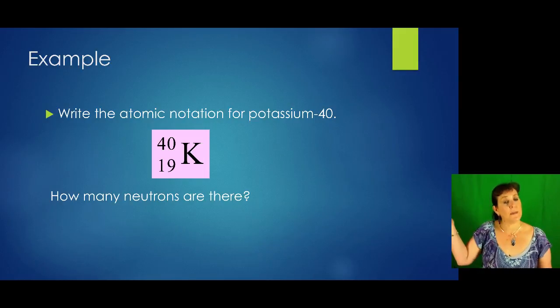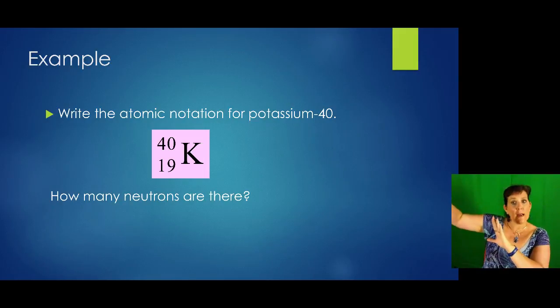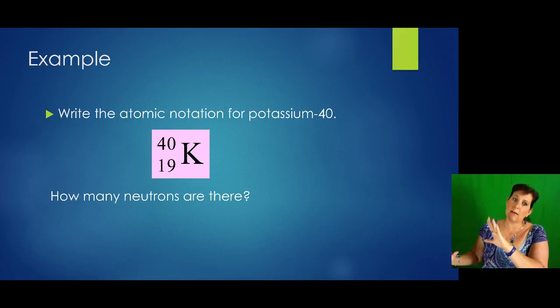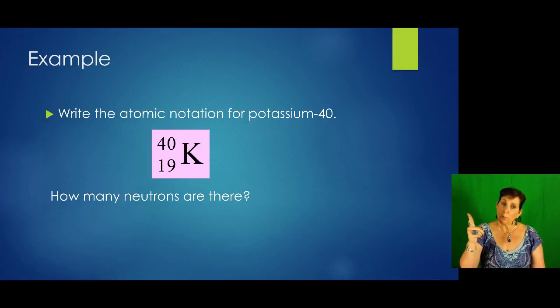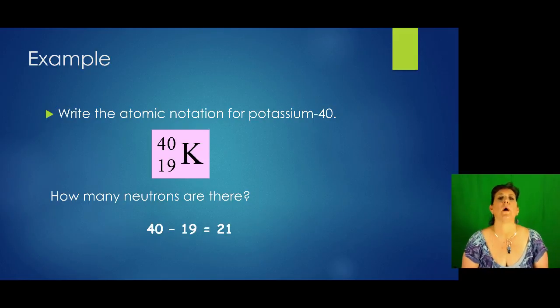Alright, so hopefully you wrote this. A K with a 40 on top, that's the mass number, and a 19 on the bottom, that's the proton number. So 40 over 19 K. Now, how many neutrons are there? Remember to subtract. Yes, if you got 21, good job. There are 21 neutrons in an atom of potassium-40.